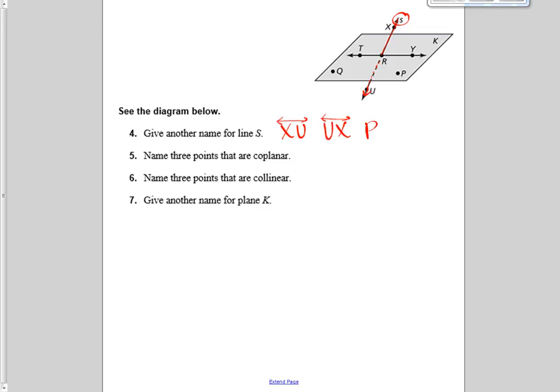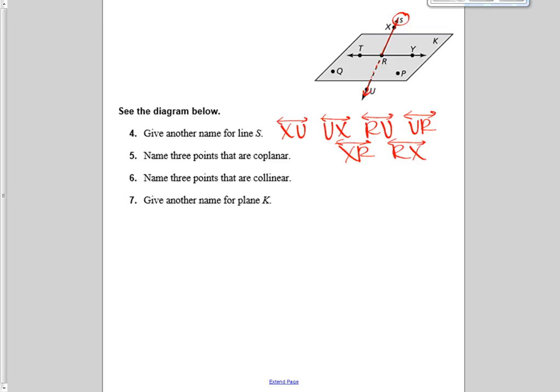Or that it's line RU. Or that it's line UR. Or XR. Or RX. Every single one of those describes the exact same thing. You only, of course, have to put one of them. Looks like for this question, there are 6 right answers. That's going to be the case with a few of these. There are going to be multiple right answers.